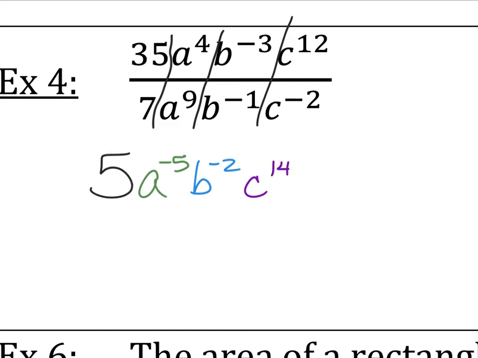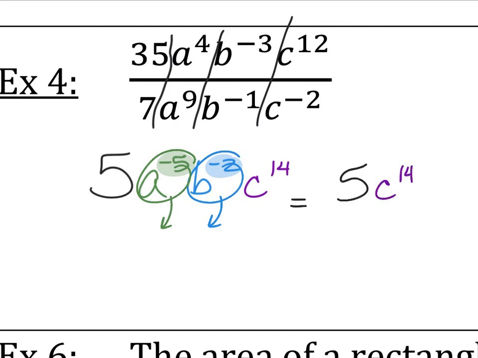Okay, that's the divide step. That's the quotient of powers. But I have negative exponents, and I'm not happy about it. I got to get rid of these negative exponents. How do I get rid of this one and this one? You bring them down. So I'm going to move both of these two terms down to the bottom. Do I move the 5 or the c? No. So my final answer should be 5 c to the 14th, all divided by a to the positive 5, b to the positive 2.